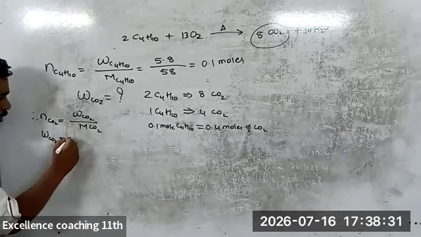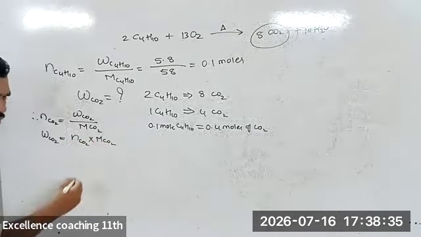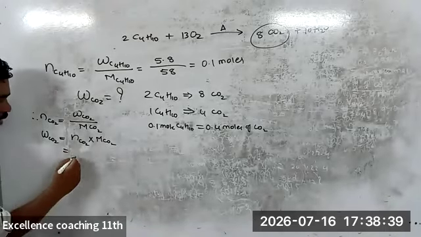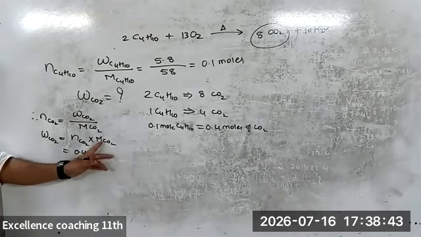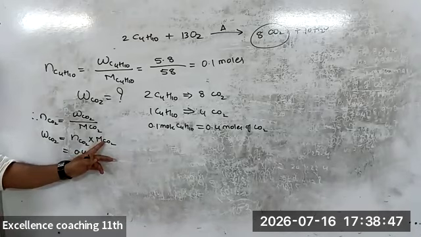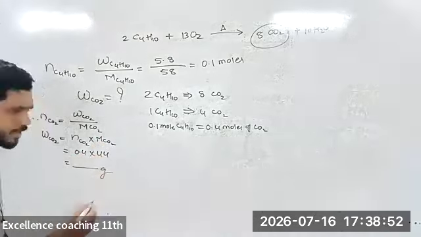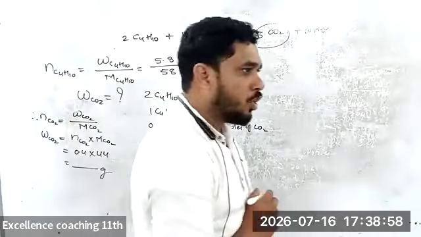So mass of CO2 will be equal to number of moles of CO2 into molar mass of CO2. Number of moles of CO2 is 0.4. Molar mass of CO2 is carbon 12 plus 32, which is 44. So 0.4 into 44, you will get the answer in grams. Clear? So this is about CO2.